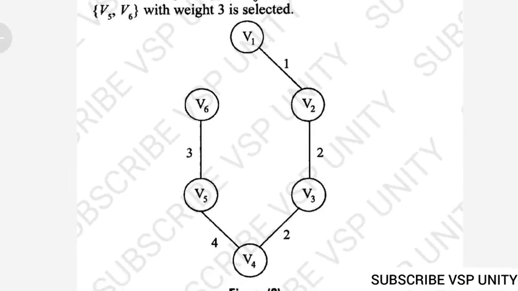See here. In the first step, I have selected V1 to V2, V2 to V3, V3 to V4, V4 to V5, and V5 to V6. See, in the figure you need to observe, is there any adjacent path which is having the lesser weight? Then you need to take the decision whether we have traversed all the vertices or not.